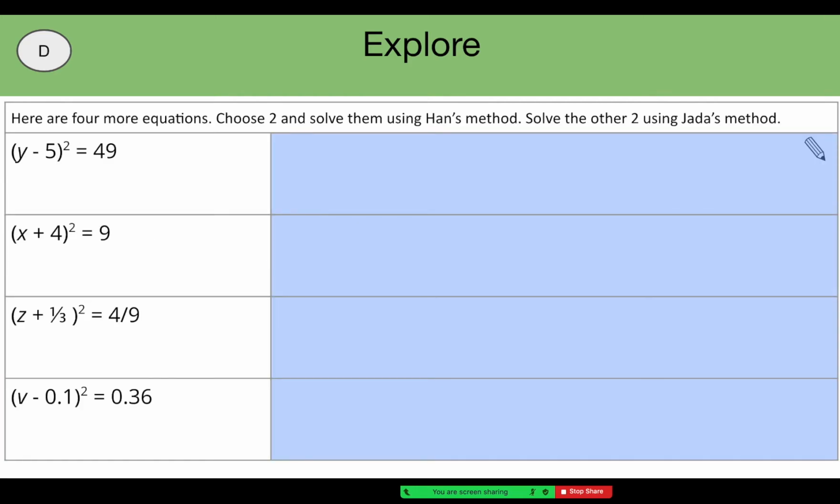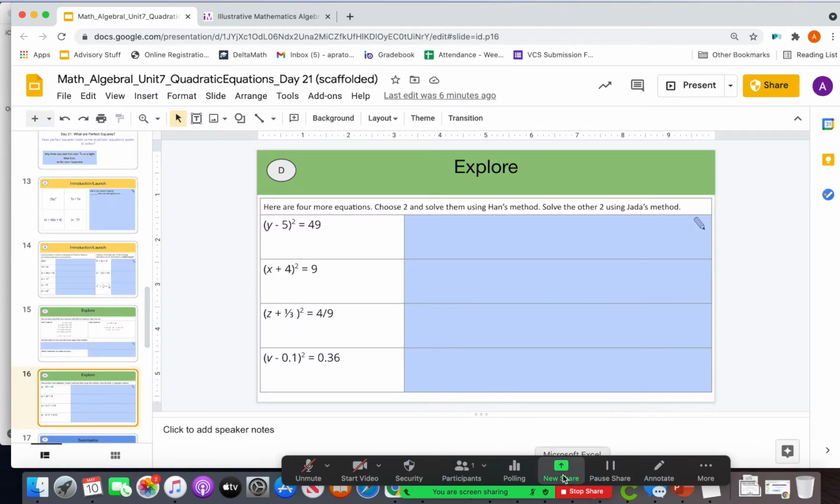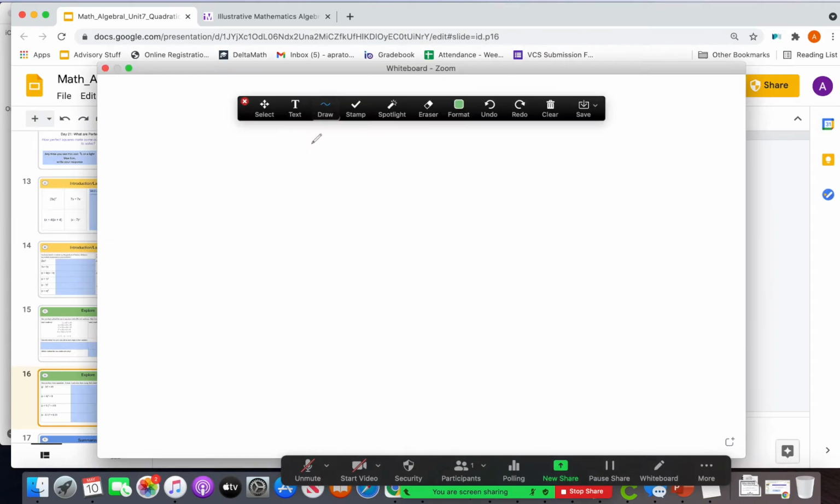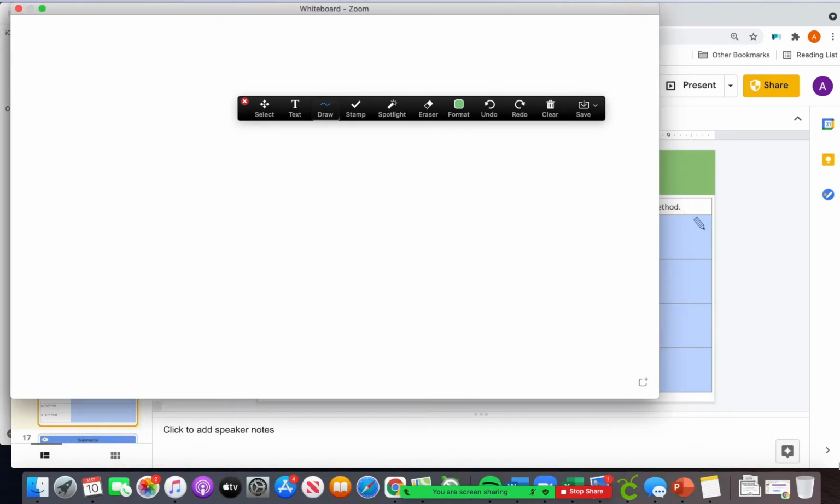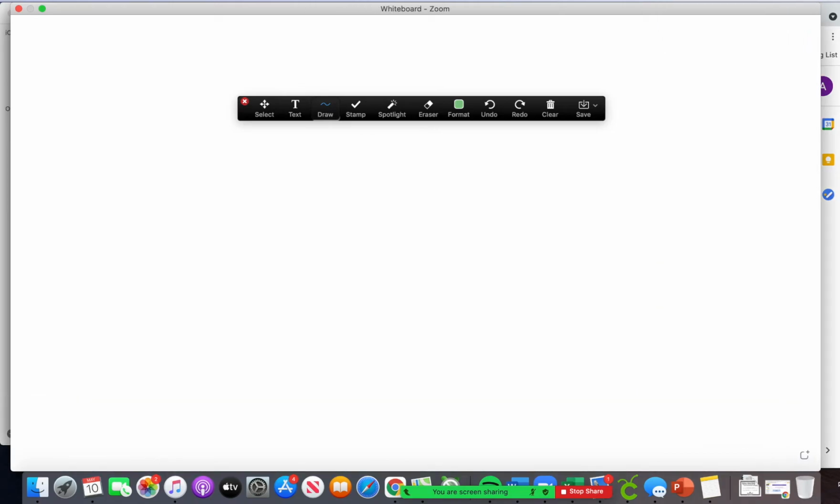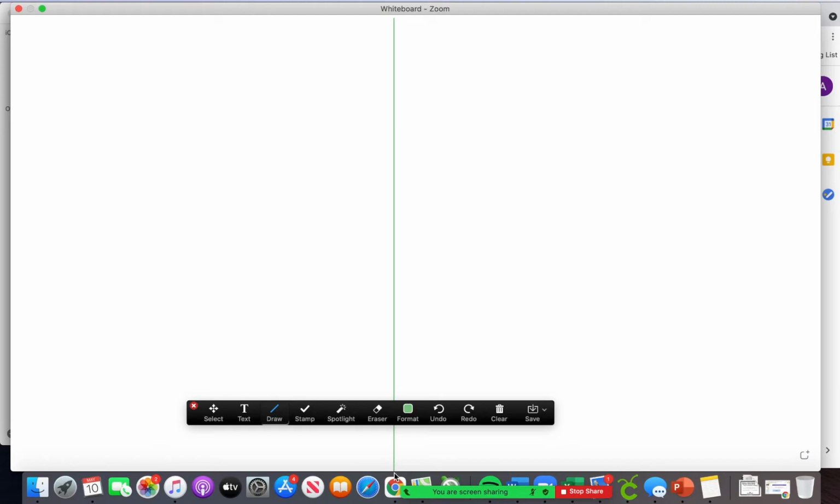So let's look at this first one, y minus 5 to the second power equals 49. I'm going to share my whiteboard with you. Okay, make it nice and big so we have the space. Okay, let me write this on here. I'm going to divide it up in half so we can look at the two methods side by side.